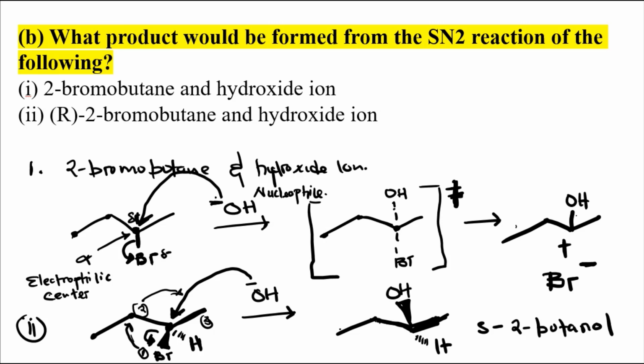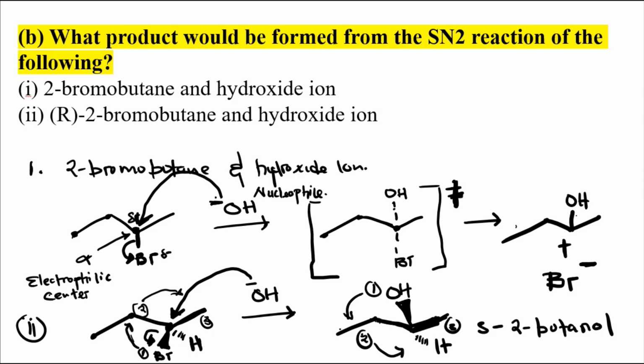Why? Because the oxygen is 1, and then this carbon here is number 2, this carbon here is number 3. So this is going to move from here to there to there. So this is going to be anti-clockwise. That's why this is S-butanol that is formed.